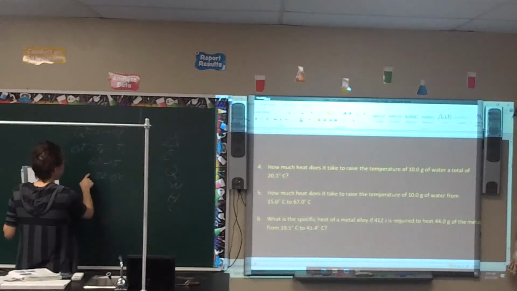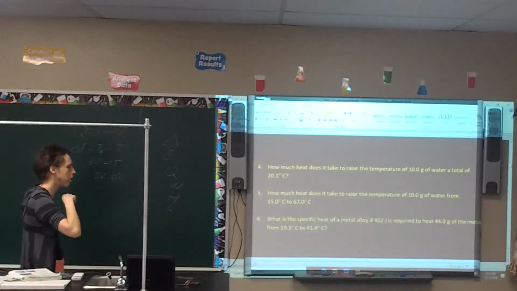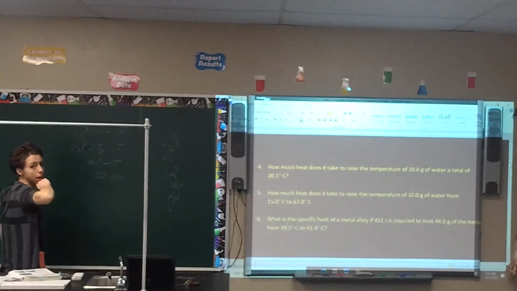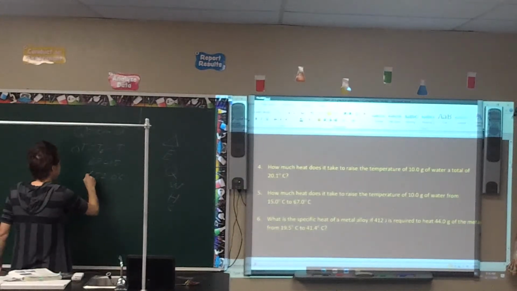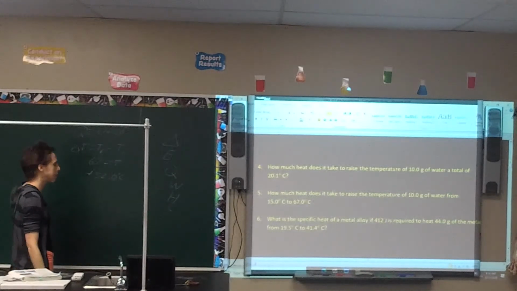But remember, it's going from a smaller number to a larger number. So is that an increase in temperature or a decrease in temperature? Increase. So should I have a positive value or a negative value? Positive value. So I'm going to come with 67 minus 15. It'll help you develop good habits to get that positive sign.